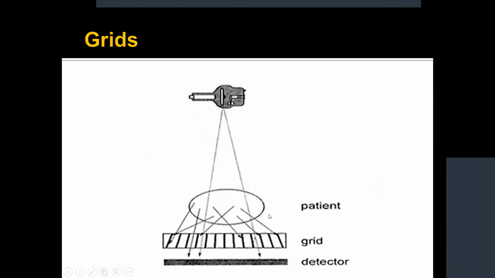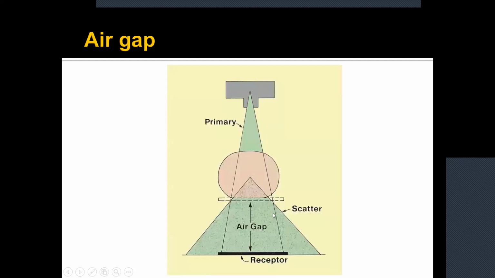All right. And so what the grid does, as you can see here, is that all of these randomly scattering rays are going to crash into the grid. That means that only the rays coming directly from the X-ray tube that manage to pass through the patient will be able to hit the screen. Now the other way is by using an air gap. Because these scattered rays are traveling in all of these random directions, if you move the detector away from the patient, if you put in this distance, these scattered rays will be traveling all over the place and they're going to miss the detector.